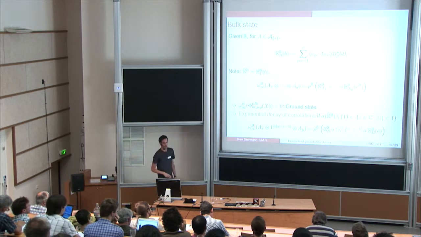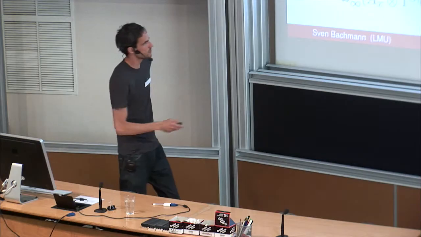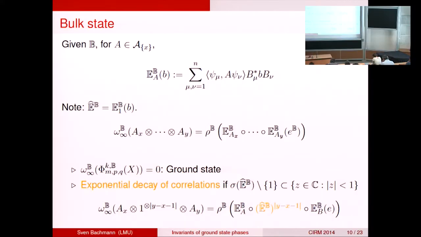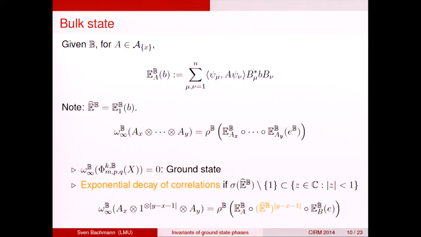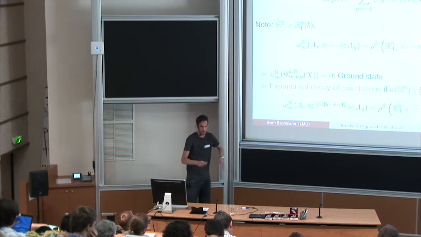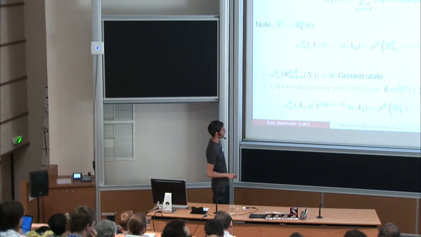Now, although it's not obvious to see, you can convince yourself that if you look at the expectation value of my interactions, then they're 0. So in fact, this is indeed a ground state on my chain. Okay, so that's these ground states. And why are they interesting?